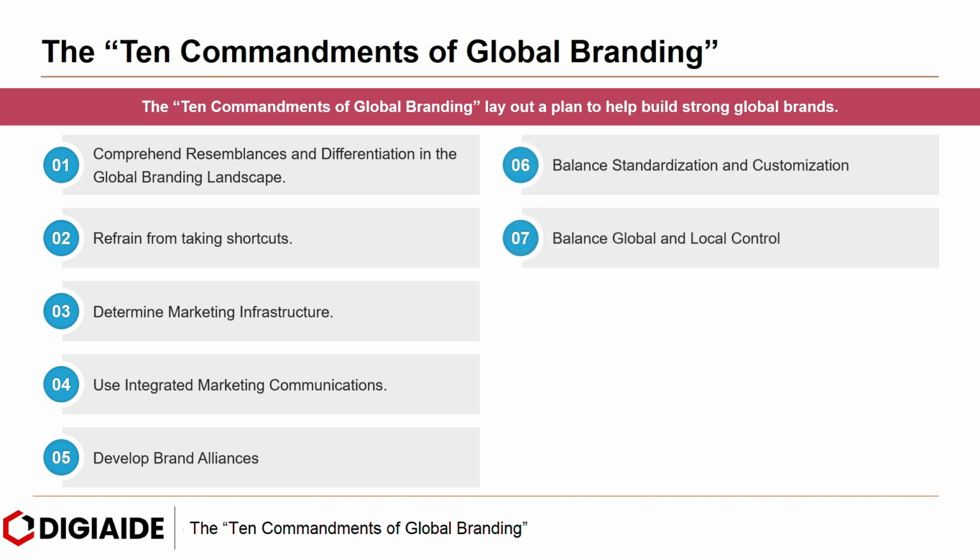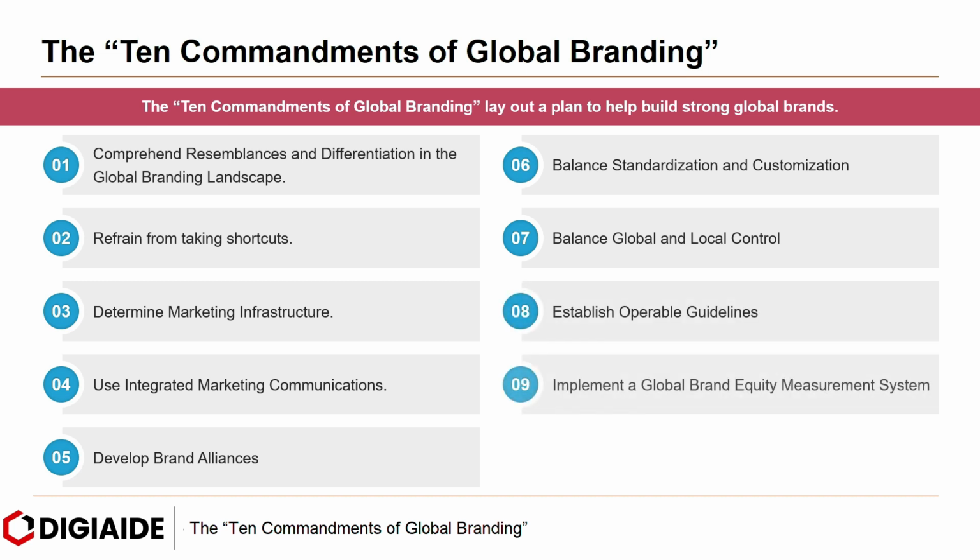Seventh, balance global and local control. Eighth, establish operable guidelines. Ninth, implement a global brand equity measurement system. And tenth, leverage brand elements. That means taking advantage of brand elements.